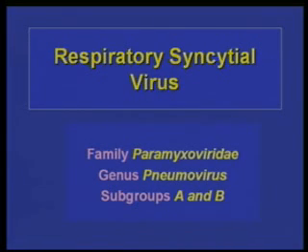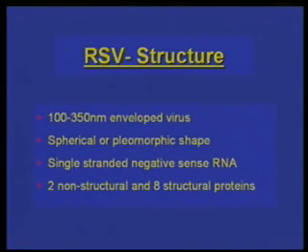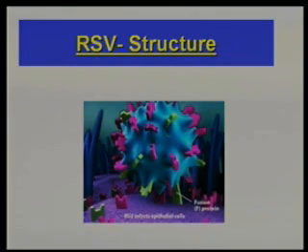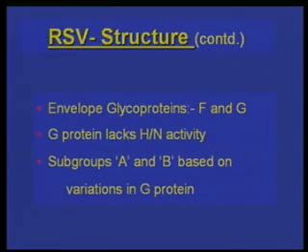Now, the classification: the subfamily Pneumovirinae, and then the genus Pneumovirus, of which the chief member is the RSV. There are two subgroups, A and B, that have been described for RSV. It shares some features with the other parainfluenza viruses, such as the size and the internal structure, but what is a little different in the RSV is the presence of the fusion protein with the absence of the HN protein.